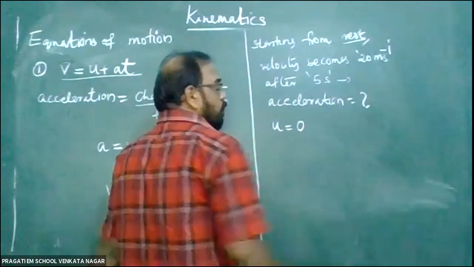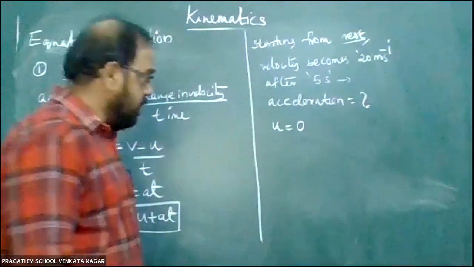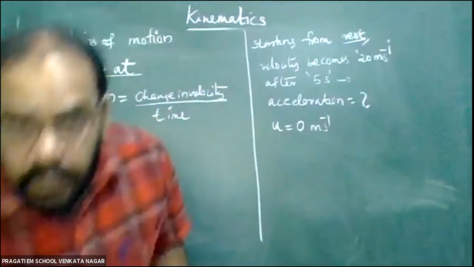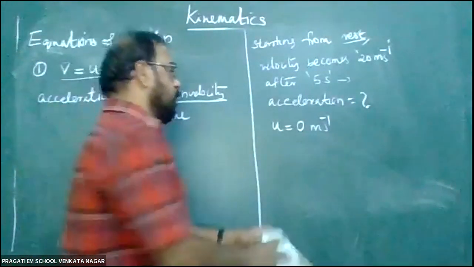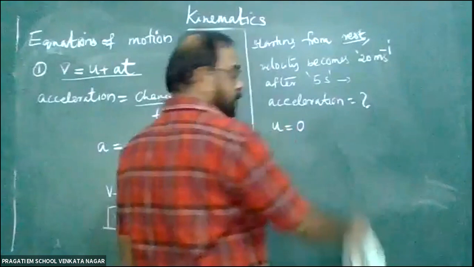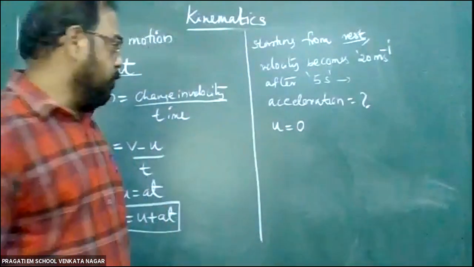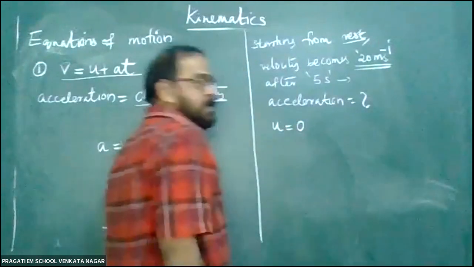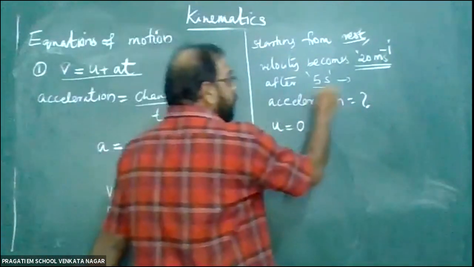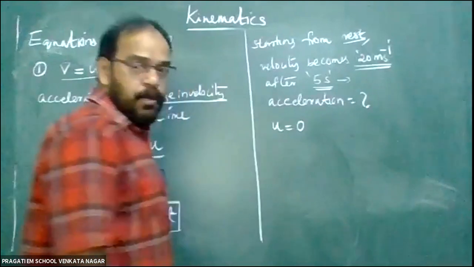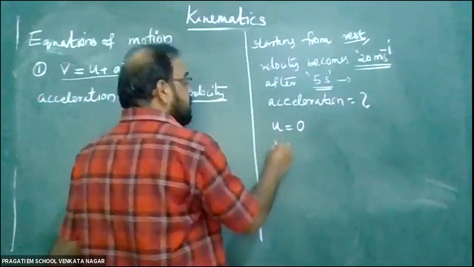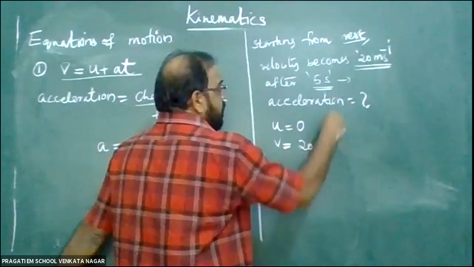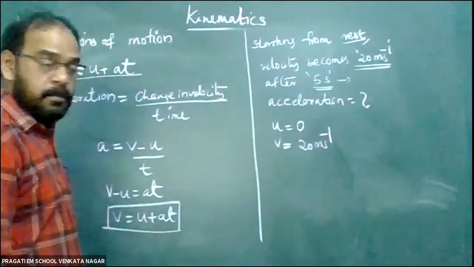So u is equal to 0. As I said, you don't write 0 meter per second here. No need to write a unit with 0. So the answer is only u is equal to 0. And its velocity becomes 20 meter per second after 5 seconds. So what is 20 meter per second? Identify. That is the final velocity. v is equal to 20 meter per second.